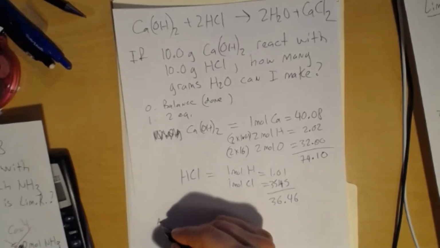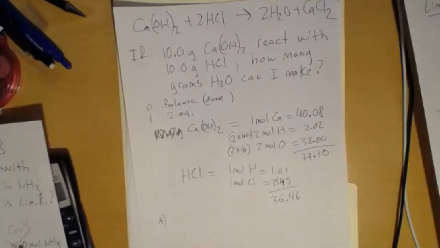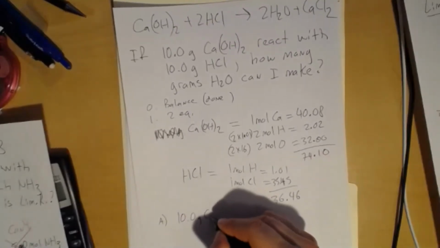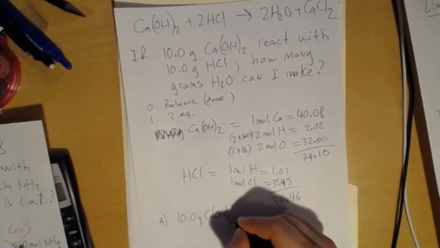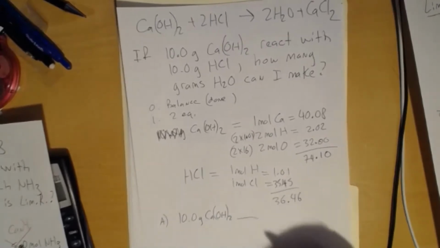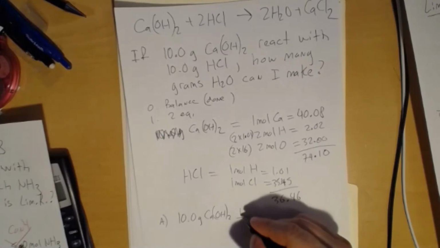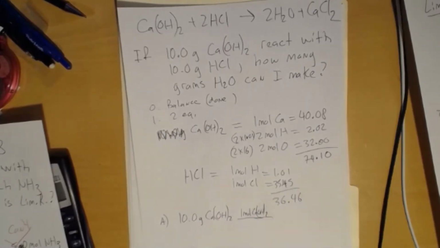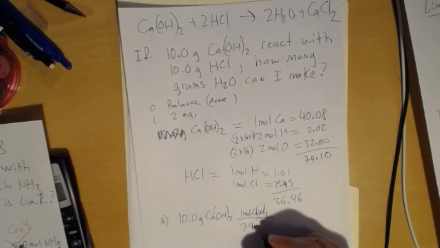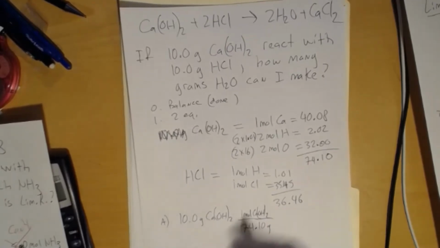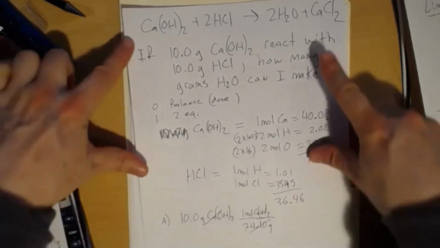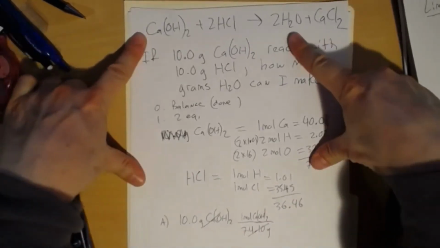Now, equation 1 or A, let's make the first equation. Let's take the calcium hydroxide. 10.0 grams of calcium hydroxide times 1 mole of calcium hydroxide to 74.10 grams. Let's cancel out the grams. Okay, what's the mole ratio between calcium hydroxide and water?